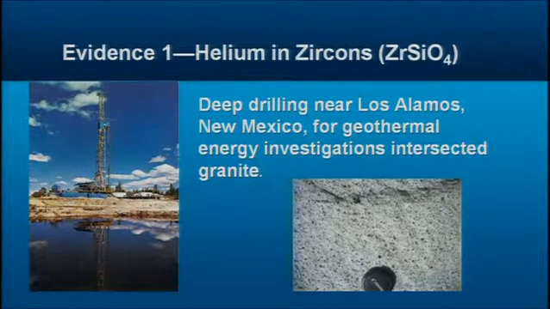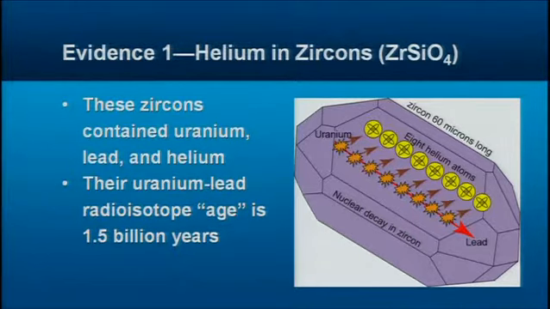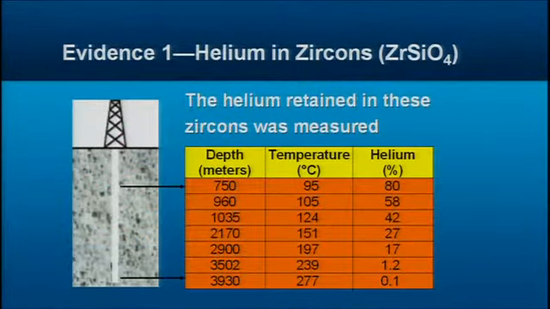Now, some years ago, there were investigations into potential geothermal energy in the Los Alamos area of New Mexico. And in this drill hole, they intersected a granite. And in the granite, we find these zircon little crystals, microscopic crystals that can be separated from the rock, as you can see in that photograph there. Now, the age of these zircon crystals, based on uranium decaying to lead, was 1.5 billion years.